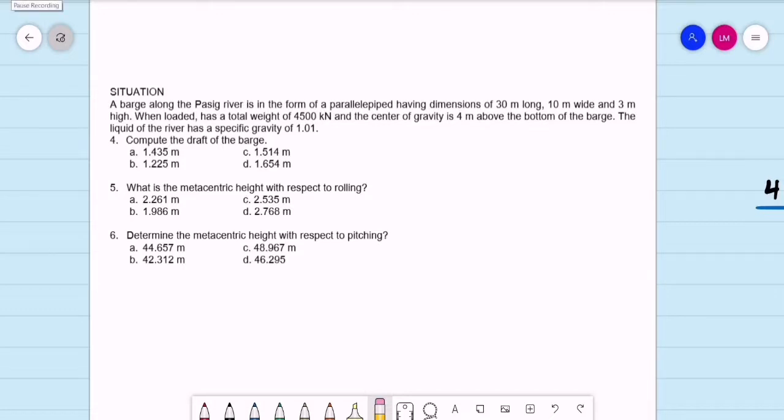Okay, let us continue to problems 4 to 6. A barge along Pasig River is in the form of a parallelepiped having dimensions 30 meters long, 10 meters wide, and 3 meters high. When loaded, it has a total weight of 4,500 kilonewtons and the center of gravity is 4 meters above the bottom of the barge. The liquid of the river has a specific gravity of 1.01. So number 4, compute the draft of the barge.